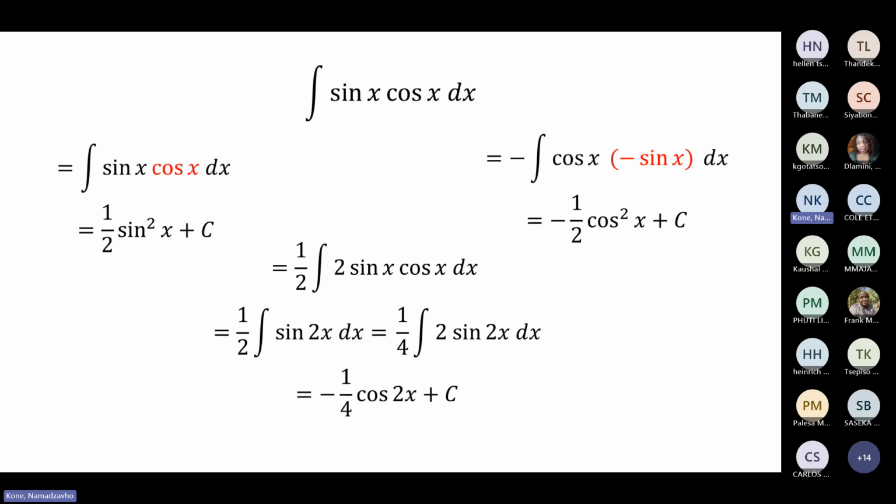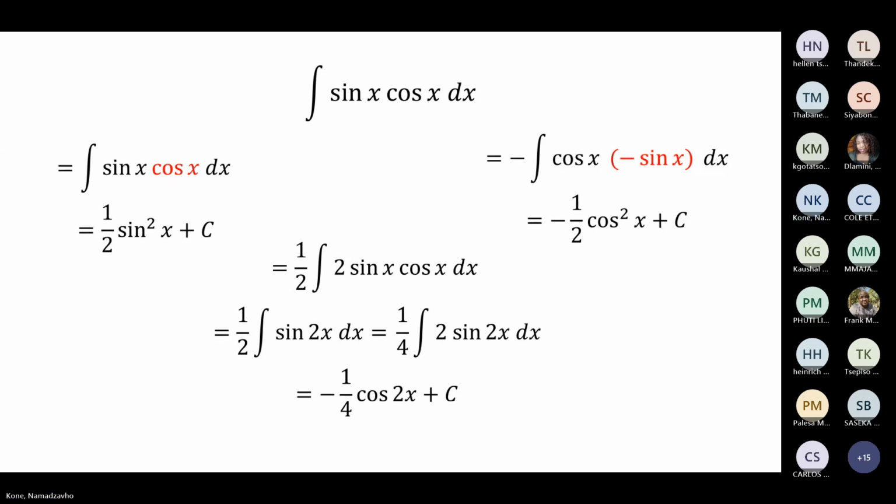Now, some people may say, sir, why are these answers looking different? How can we show that all these 3 answers are correct? Anyone? These 3 answers are not equal, but they are all correct, 3 different correct answers of the same integral. How can we prove that indeed these 3 answers are correct?